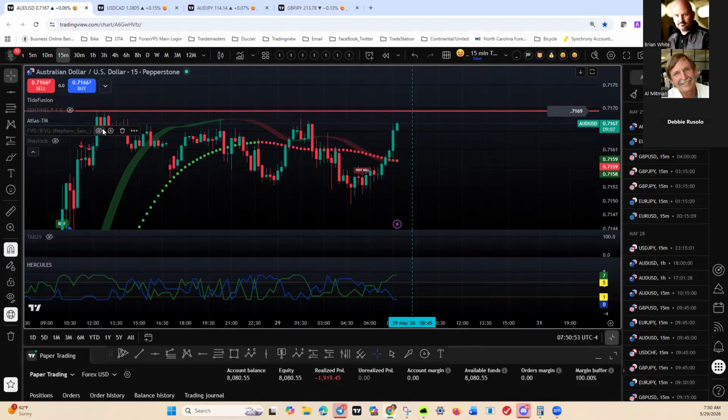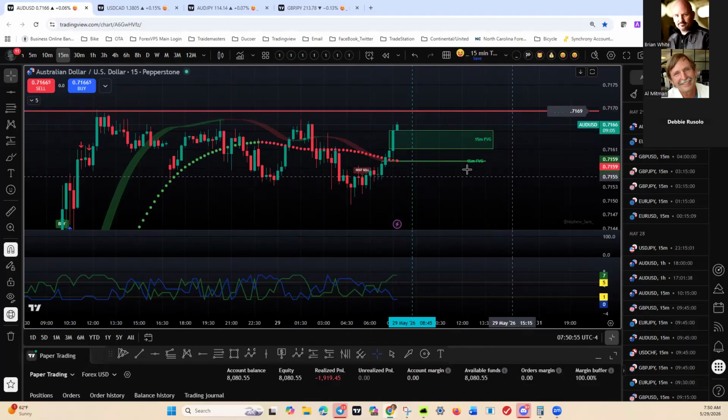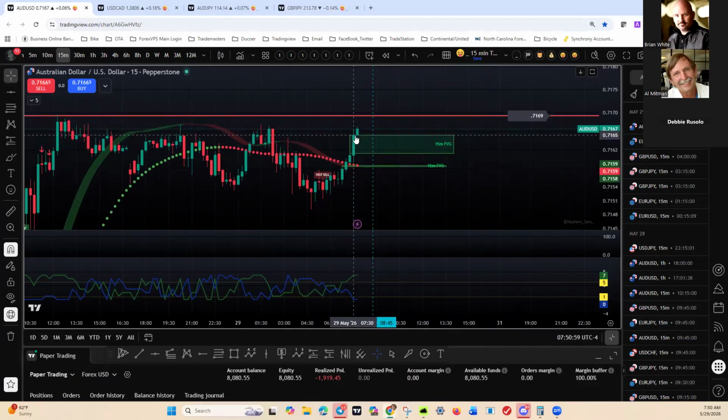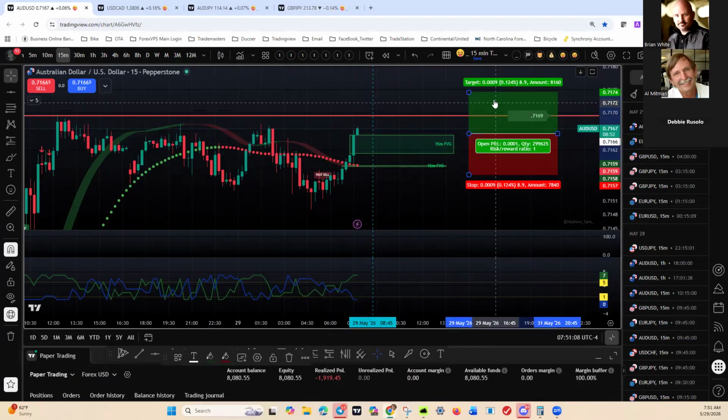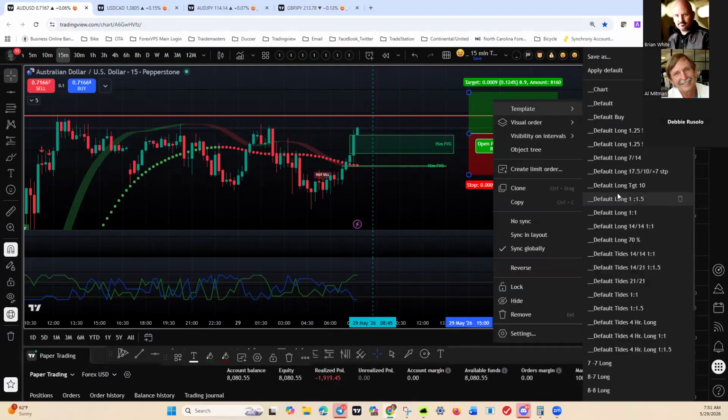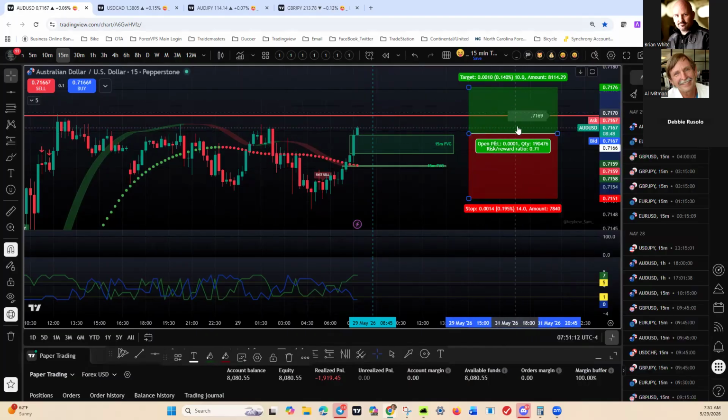Let me get my fair value gaps on here so you can see that. You can see I've developed a nice 15-minute fair value gap. Now, if we get a close on the candle, I can start getting my chart set up so that I have my template, which has a 10 pip target. Here's my entry, here's my stop.